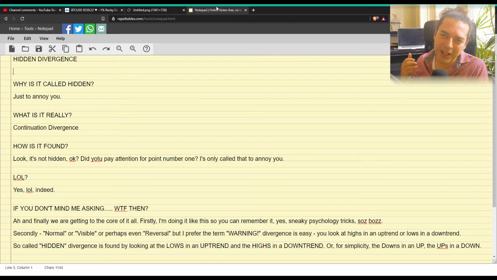So if you don't mind me asking, WTF then? Right, okay, so let's break this down just a little bit. There's notes up on the screen there. You can read them if you want. I hope I'm not covering them all up myself. Normal divergence, let's call it reversal divergence, okay? It's a warning sign during a trend that it could reverse. That's what normal divergence is.